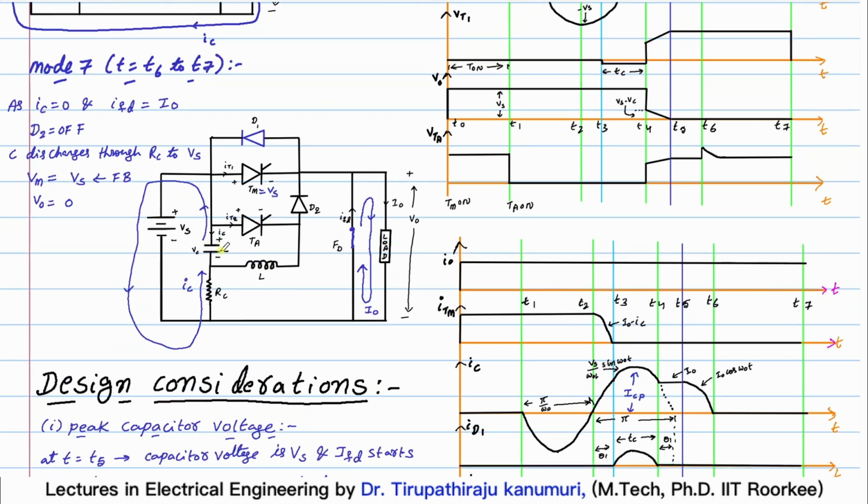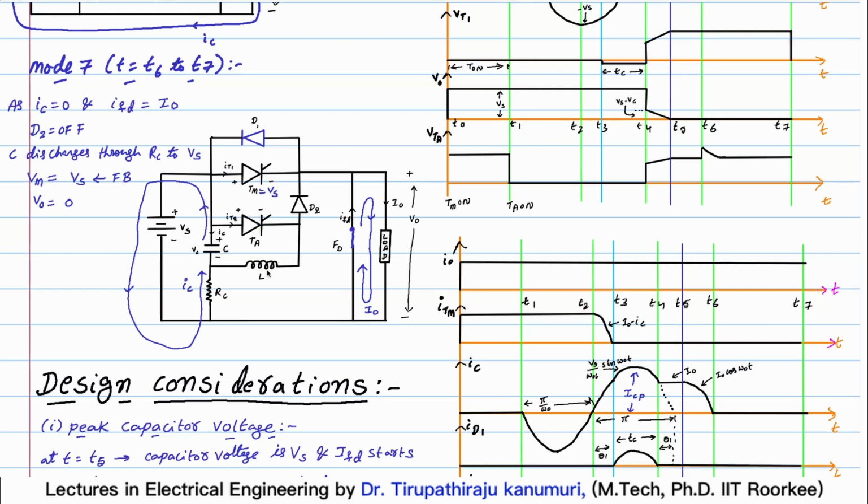The design parameters mainly tell us what should be the rating of the capacitor, what should be the minimum voltage rating of the thyristors that are required, and what should be the value of the capacitor and inductor. All those things are considered as the design parameters. Those things we are going to discuss in today's class.